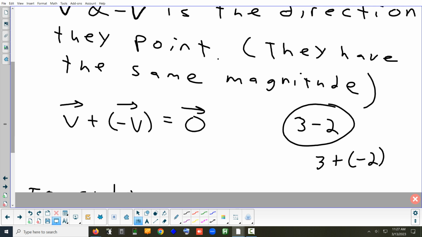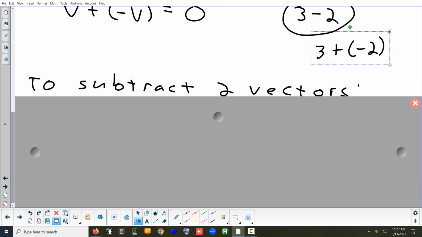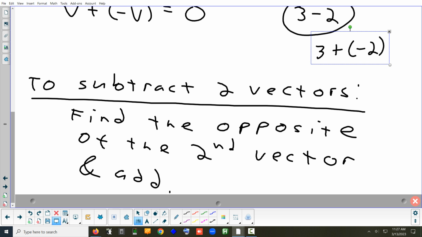Well, we can do exactly the same thing with vectors. If you want to subtract two vectors, you're going to make it an addition problem. But what you're going to do is add the opposite of the second vector. And opposite really means what again with a vector? 180 degrees. Yeah, it means flip the direction. So to subtract two vectors, find the opposite of the second one, and then do addition, just like I told you. We'll try an example of that. So find the opposite of the second vector, and then add.